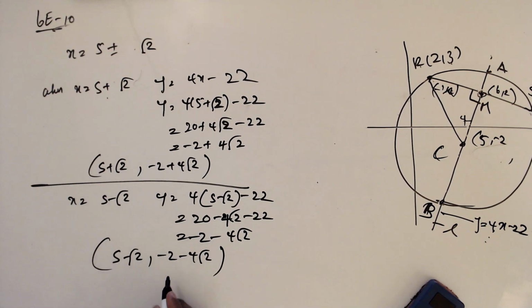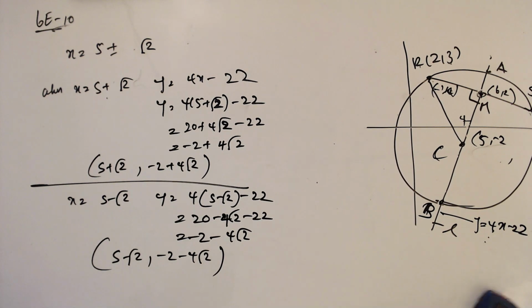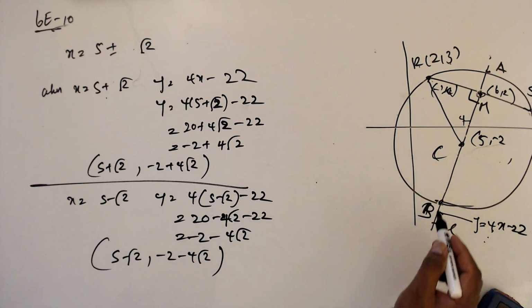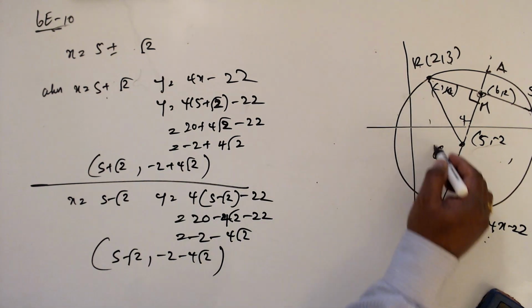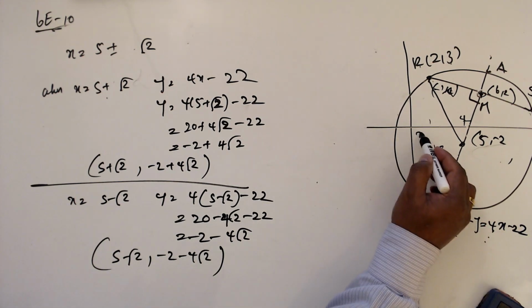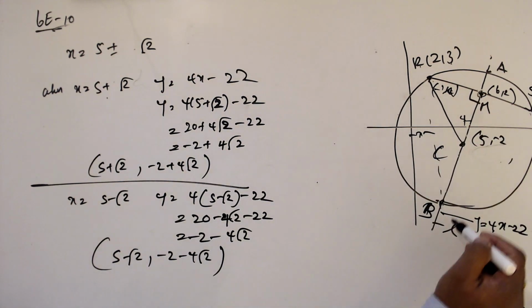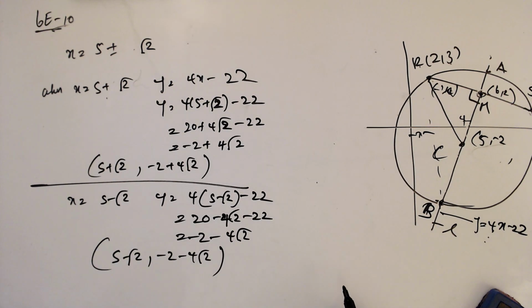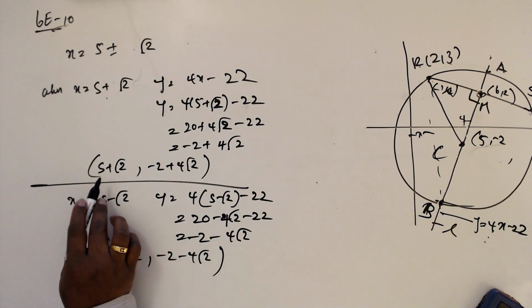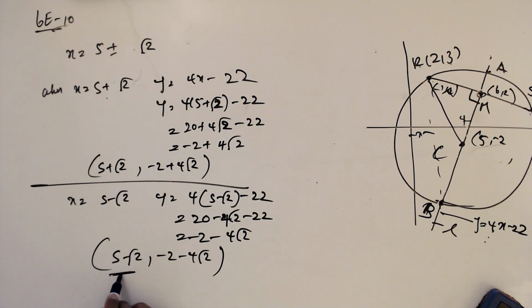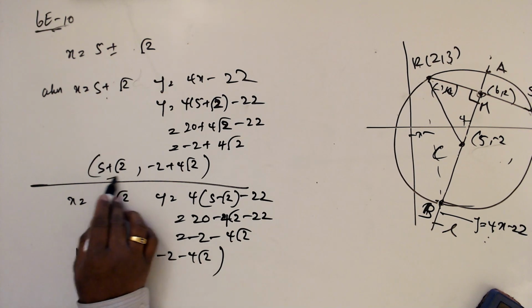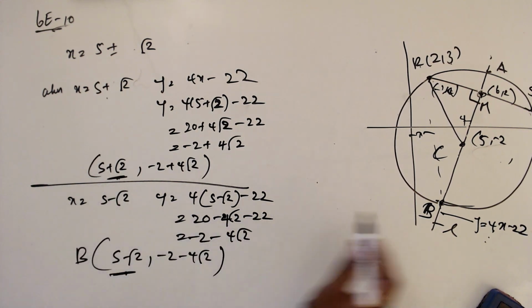Now which one is A and which one is B? Which one is closer? It means less x values. I think B has less x value than A, so the less x value is this one. So this is B, and the higher x value, this is A.